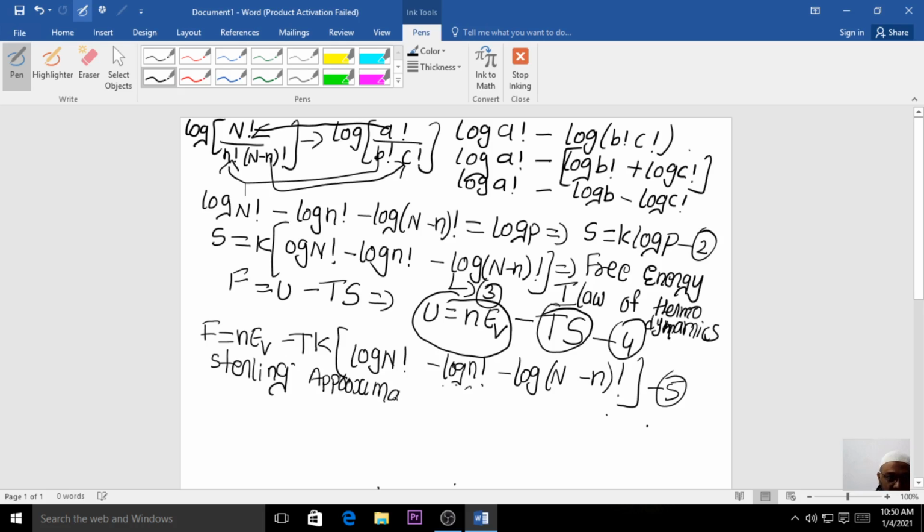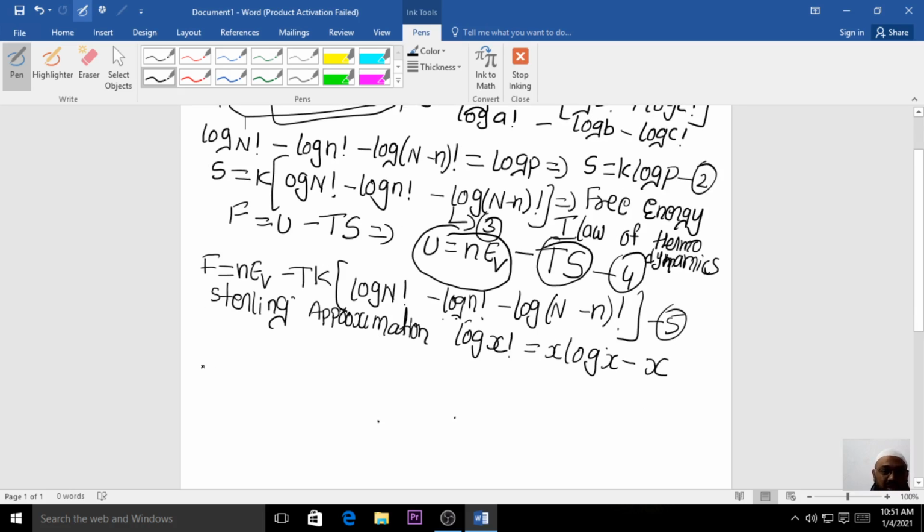So what does the Stirling approximation say? Wherever you find log x factorial, that can also be written as x log x minus x. The same approach we are going to do here. First we will remove this factorial term. F is equal to n into EV minus KT, and I can write this as n log n minus n, clear everybody, then minus of n log n minus n.